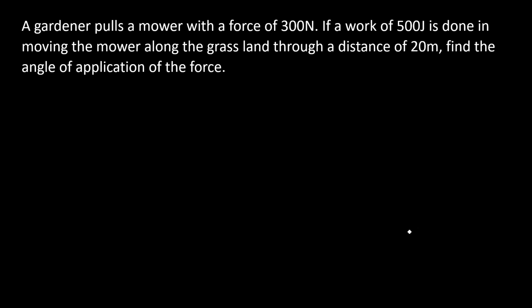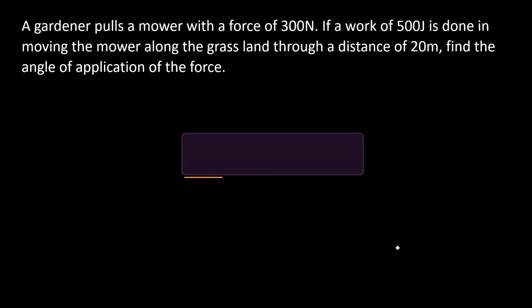So this is an interesting question on energy, work, and power. A gardener pulls a mower with a force of 300 newtons. If a work of 500 joules is done in moving the mower along the grassland through a distance of 20 meters, find the angle of application of the force.